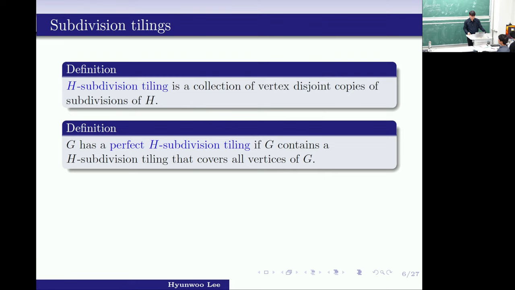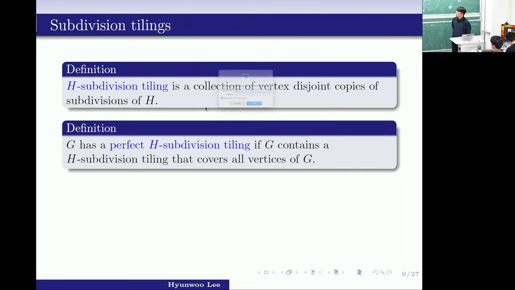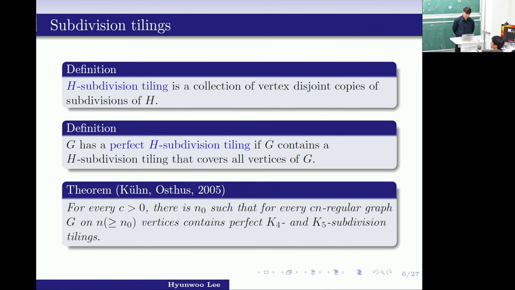Now let's talk about the subdivision tiling, which is our interest. Subdivision tiling is basically a generalization of graph tiling. A subdivision tiling is a collection of vertex-disjoint copies of subdivisions of H, and we say this tiling is perfect if the host graph G contains an H-subdivision tiling that covers all vertices of G. There is a quite interesting result by Kühn and Osthus. They show that for every positive constant c, if n is sufficiently large, then every cn-regular graph G on n vertices contains a perfect K4 and a perfect K5 subdivision tiling. For the larger values, K6, K7, and so on, it remains an open conjecture.